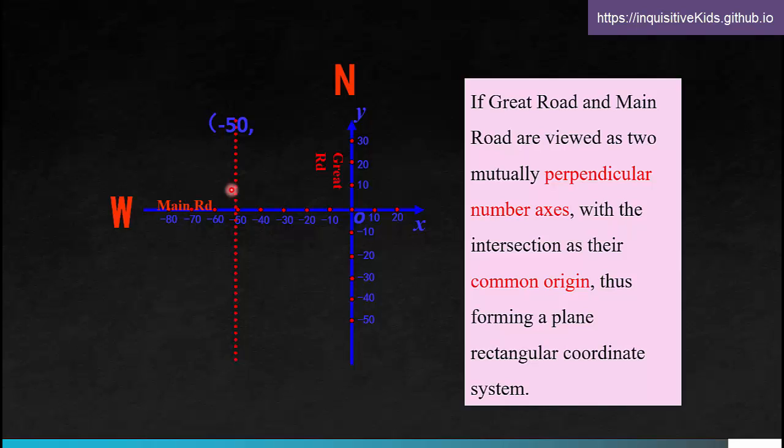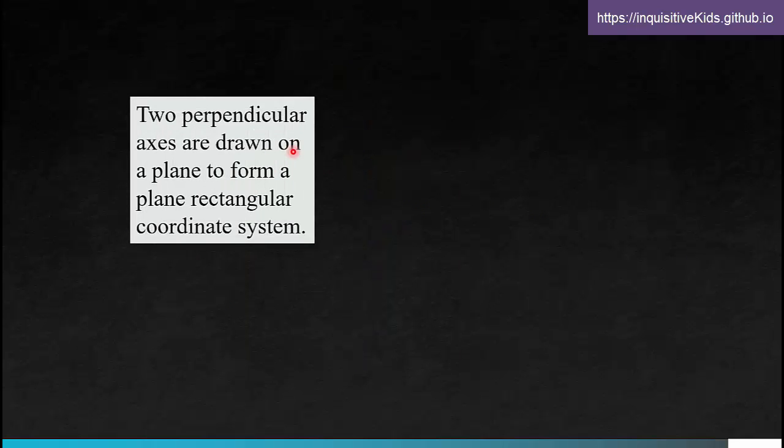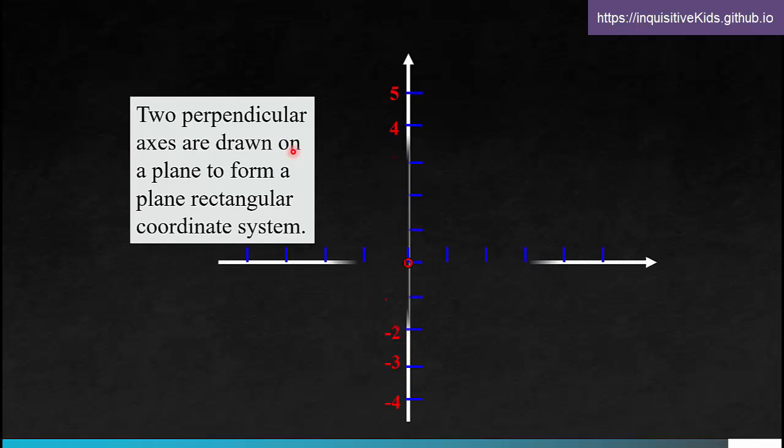Our second coordinate, remember that A followed by B, would be drawing a perpendicular line through positive 30 on the y-axis that is parallel to the x-axis but perpendicular to the y-axis. And that crosses 30. So 30 would be our y-coordinate, which is our second coordinate in this pair. So 2 perpendicular axes are drawn on a plane to form the plane rectangular coordinate system. Like this, we have 2 axes drawn across each other, and this is a 90-degree angle.